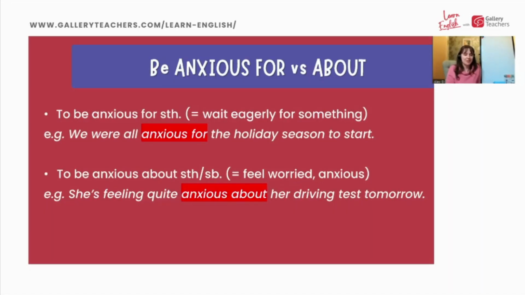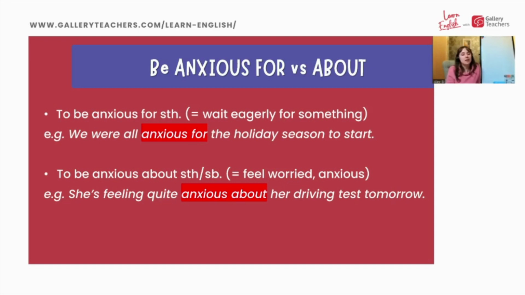Speaking of anxiety, we also have be anxious for versus be anxious about. Again, significant difference in meaning. So let's compare. You can be anxious for something. That's usually a situation that we are waiting eagerly for, right? Waiting with excitement. Example, we were all anxious for the holiday season to start.